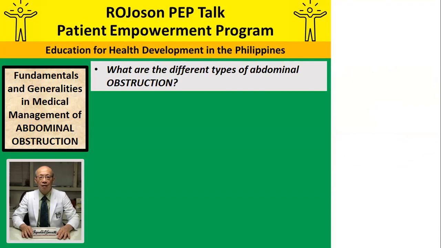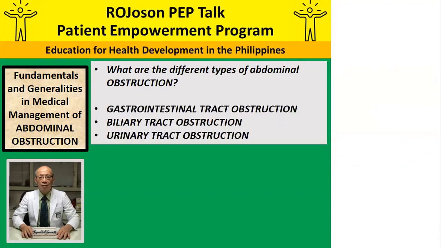What are the different types of abdominal obstructions? When you say abdominal obstruction, we're referring to the obstruction inside the abdomen. So there are three types: gastrointestinal tract obstruction, biliary tract obstruction, and urinary tract obstruction. These are the three more common types of abdominal obstructions in the human body.